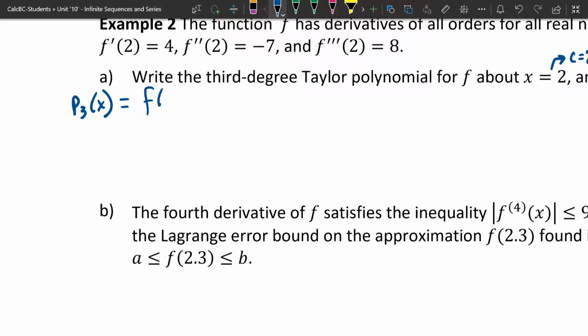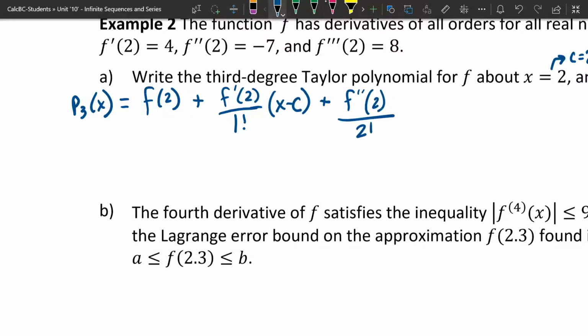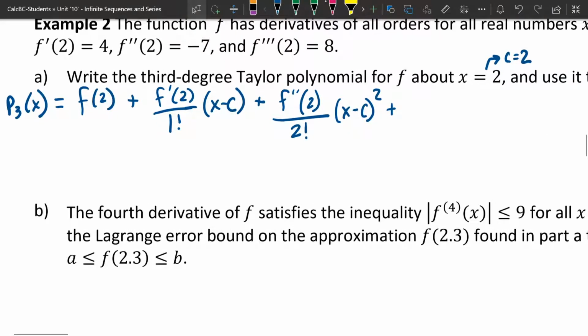So we need our function evaluated at 2 first, and then our first derivative divided by 1 factorial times x minus c to the first power, plus our second derivative. We'll come in and plug in values into this after we write out our polynomial. Again, we're just following that pattern for our Taylor polynomial.